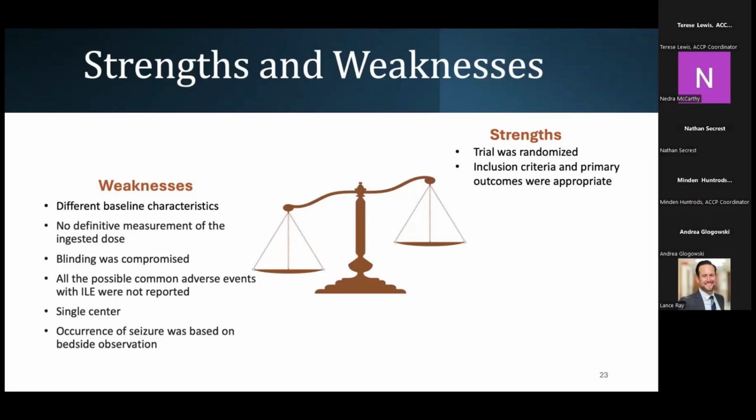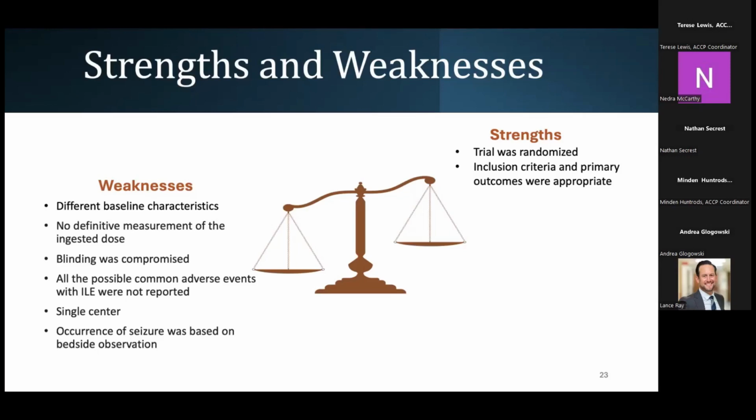So for this study, I feel like it had more weaknesses when compared to strengths. We can start with a positive. Overall, this study was randomized, which increases the internal validity of the study. The inclusion criteria and primary outcomes, I feel they were appropriate. They included persons who had toxicity to tramadol only, as opposed to including patients who had toxicity with tramadol plus other substances. So it helps to keep the validity of the study.